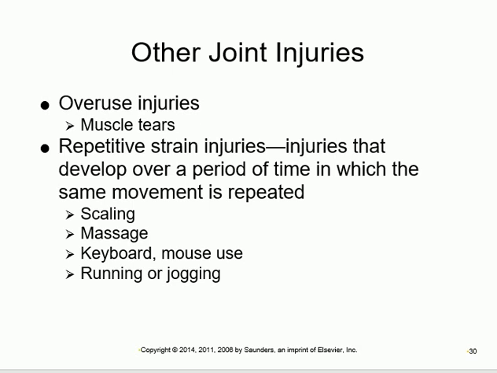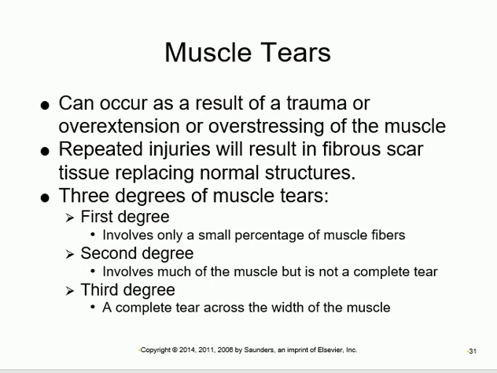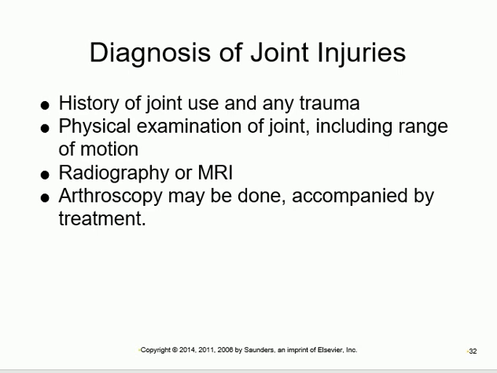Some other injuries can be like a muscle tear or repetitive injuries. The muscle tear can occur if you do over extension or over stressing the muscles. If a small percentage of the muscle fibers are torn, this is called the first degree. A good part of the muscle but not complete, this is called second degree muscle tear. If the whole muscle is cut, you call it the third degree.